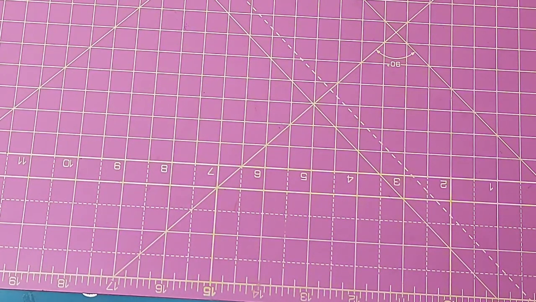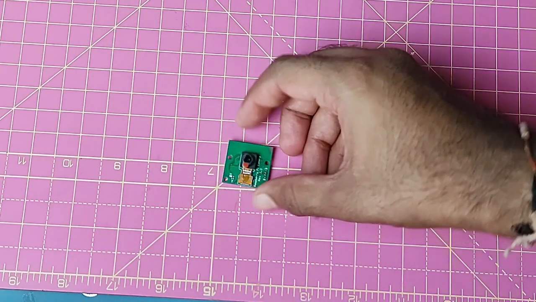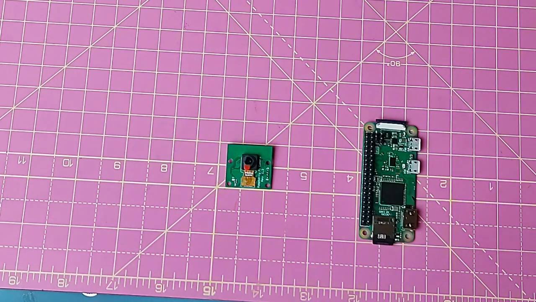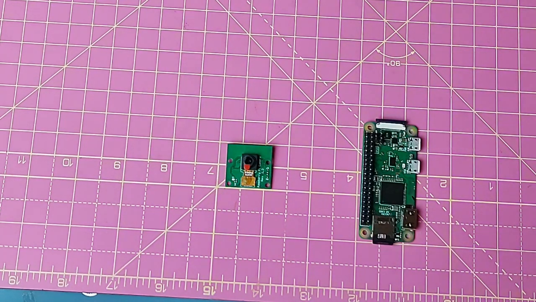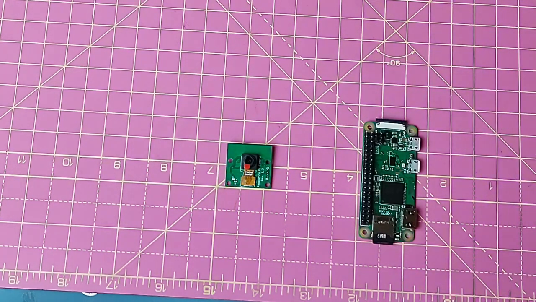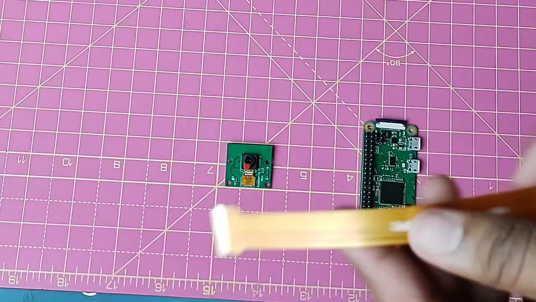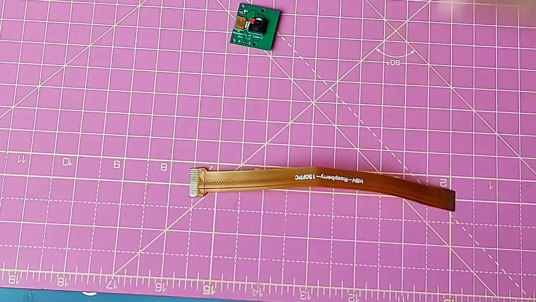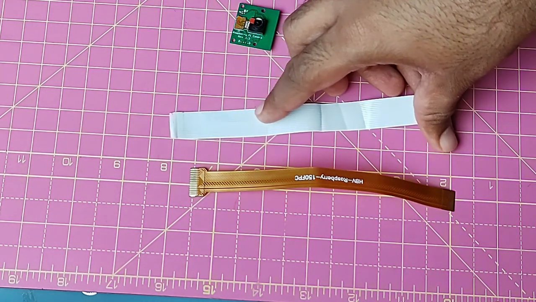So in this tutorial we are going to interface this Pi camera with Raspberry Pi 0W. Before interfacing these two modules, first we have to understand which cable we have to use. So we have two cables. This one is the first cable and this one is the second cable.